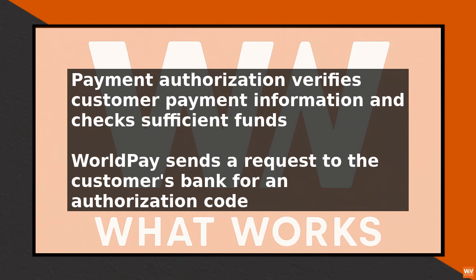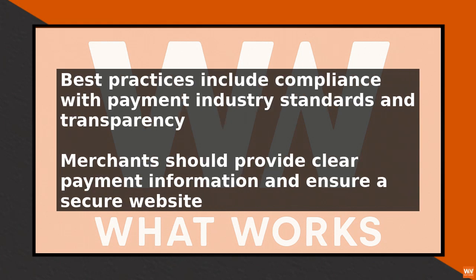To illustrate this process, let's consider a practical example. Suppose a customer wants to buy a product from an online store that uses Worldpay as its payment processor. The customer enters their credit card details on the merchant's website, and the merchant sends this information to Worldpay for processing. Worldpay then verifies the customer's payment information, obtains an authorization code from the customer's bank, and facilitates the transfer of funds to the merchant's account.